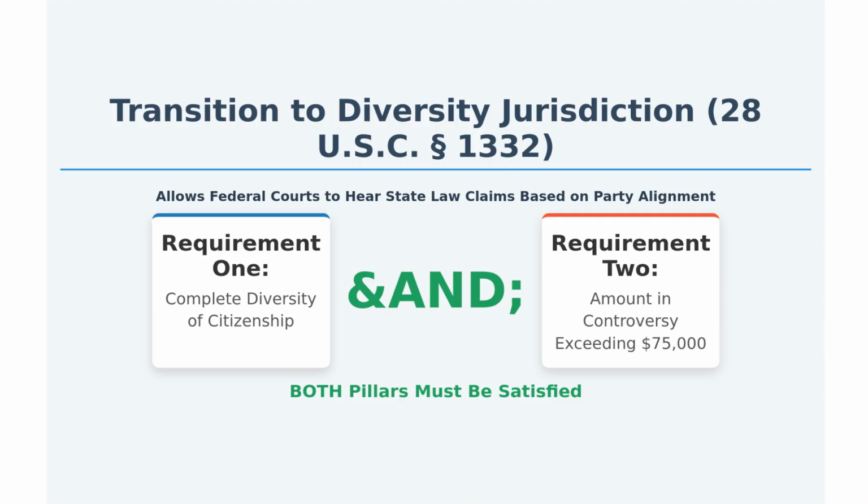Now that we have thoroughly examined federal question jurisdiction and the strictures of the well-pleaded complaint rule, we transition to the second primary pathway for federal subject matter jurisdiction, diversity jurisdiction, codified in Title 28, Section 1332 of the United States Code. Diversity jurisdiction grants federal courts the authority to adjudicate disputes that primarily involve state law, provided the litigants themselves are sufficiently separated by geography or citizenship.